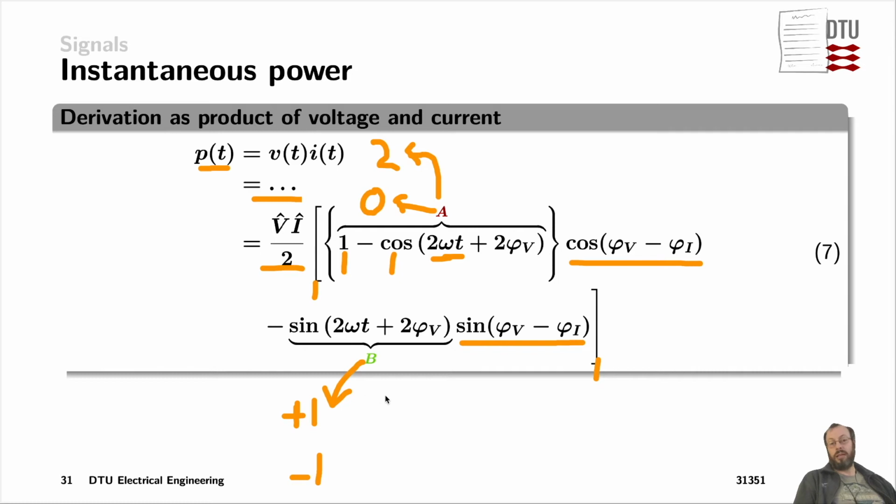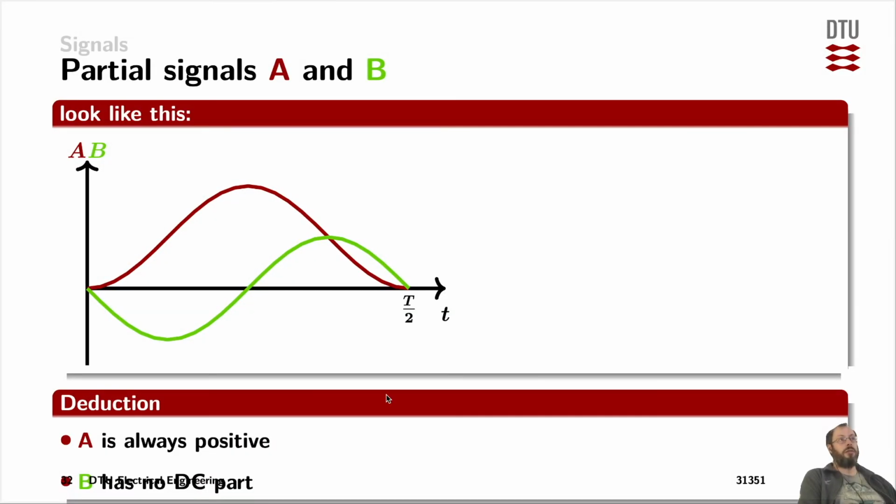If we look at how that looks as a function of time, it looks like that. The green waveform is an inverted sine wave, and the red waveform is a cosine waveform, also inverted and offset by a factor of 1. Now let's have a look at that in the context of power. A is always positive and B has no DC part.